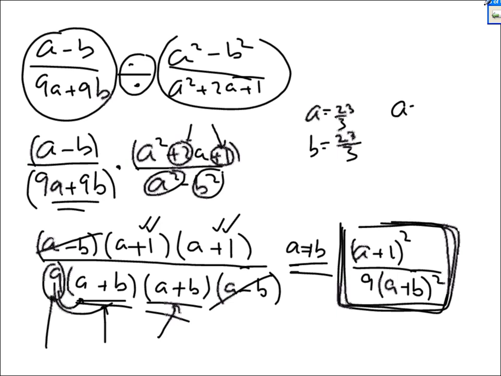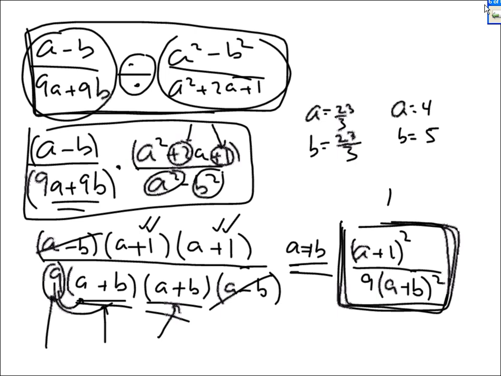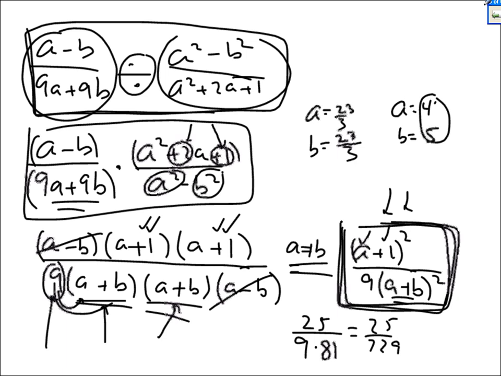If I tell you a is 4 and b is 5, and I ask you, what does this division equal? I doubt anyone would use this rule. I bet people would use this rule. But it's best to use this one. A is 4. 4 plus 1 is 5 squared, get 25 over 9 times a plus b. 4 plus 5 is 9. Square it, get 81. 25 over 729. A lot easier than using this rule or that rule.